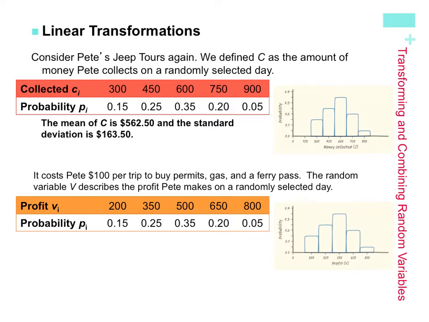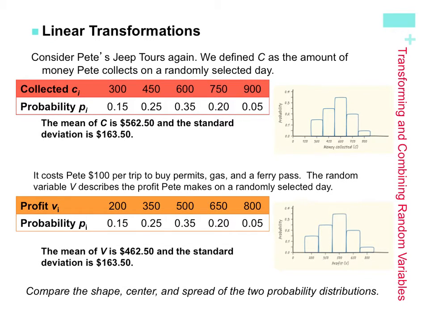So it's fairly clear from the example that subtracting changes the mean. If we go through it again and find the mean, or the expected value, we have 200 times 0.15 times 3 plus 350 times 0.25 plus 500 times 0.35, and go through the whole thing all over again, you would end up with a mean of 462.50, okay?